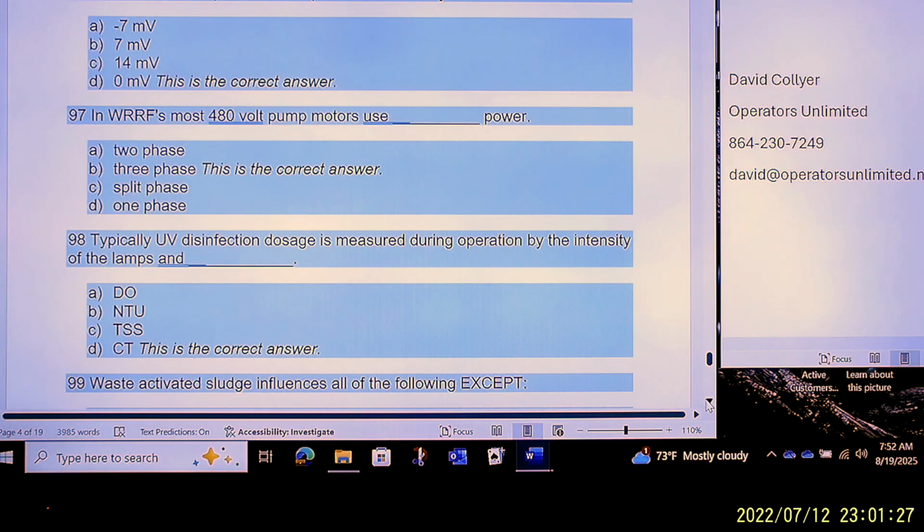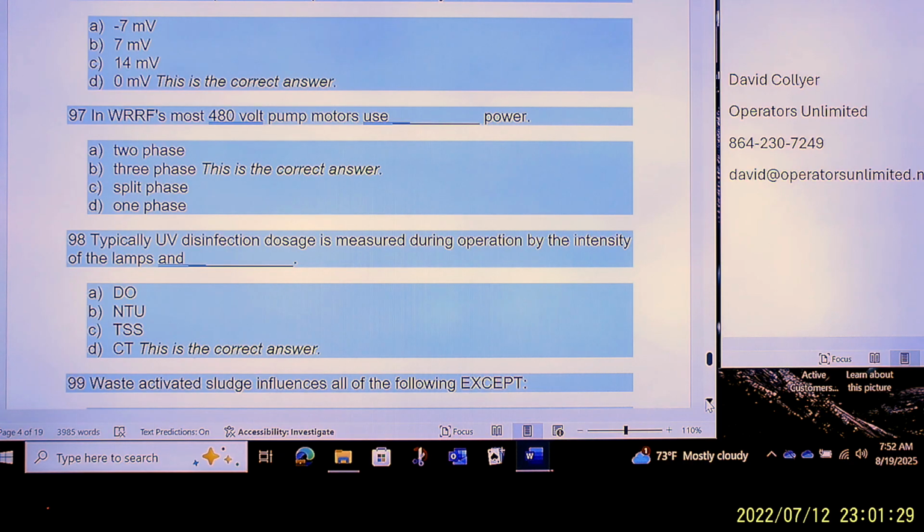96. For pH meters, a pH of 7 corresponds to how many millivolts? A. -7. B. 7. C. 14. Or D. 0. The answer to 96 is D. 0 millivolts.